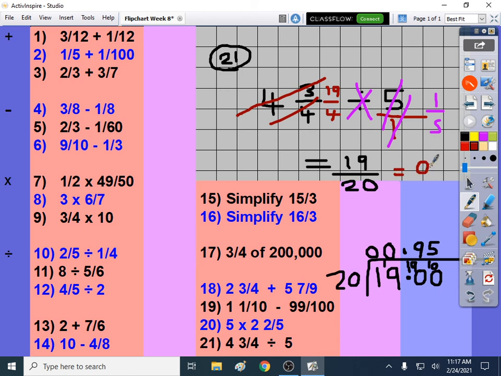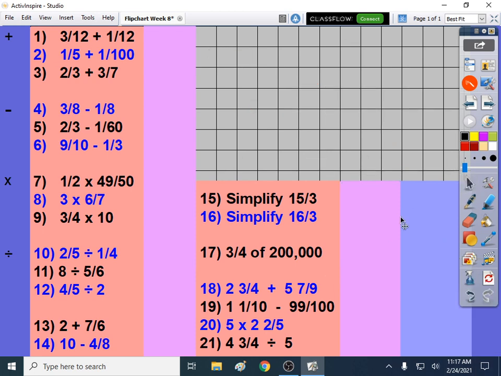If you wanted to know how to turn any fraction into a decimal, you just divide it. 19 divided by 20 equals 0.95. We didn't need a decimal answer, just felt like showing you that on the last day. So let's look at all the answers.